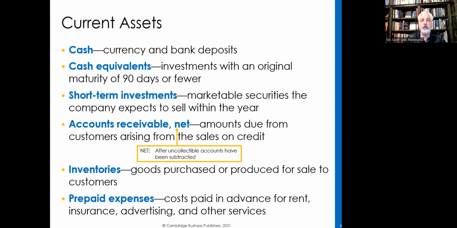So let's go through some of the terminology. We have cash, currency, or bank deposits. That's the most liquid of stuff. Cash equivalents within 90-day maturity. So we might have investments that we can turn in, a 60-day note, 30-day note, cash equivalents that are very easily converted to cash if we so choose, or short-term investments, marketable securities. Apple stock, I can sell in 10 minutes.